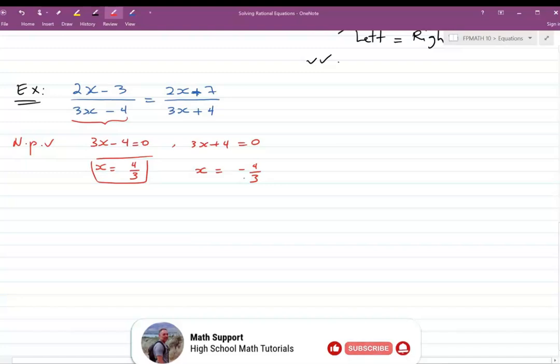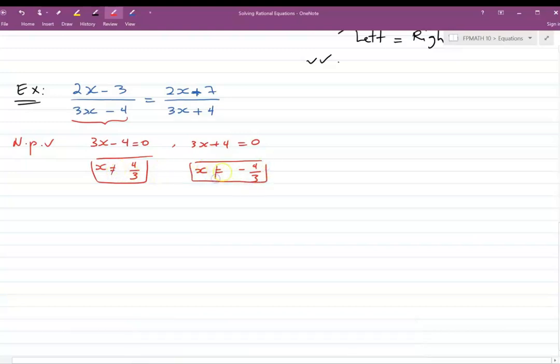Notice that I bypassed solving this simple linear equation. I am confident that you can do this. Okay, these are the NPVs. x cannot be these values.